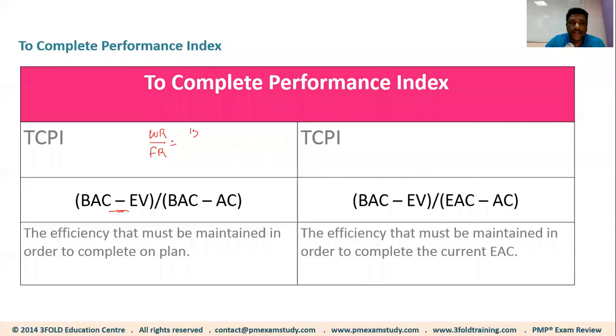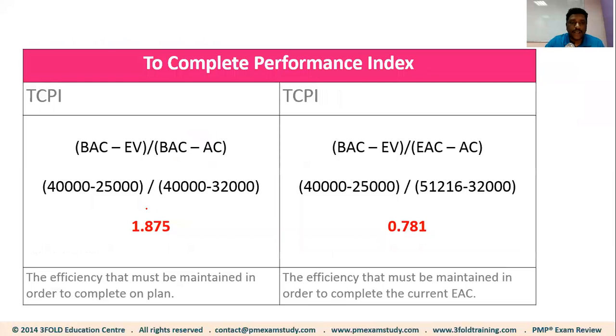How much work is remaining? $15,000 work is remaining, isn't it? And how much fund is remaining? Out of the $40,000, you already spent $32,000, right? So the fund remaining is $8,000. So when you do the math, you get 1.875, which means you should try to achieve 1.875 as a CPI for the remainder of the project so that you could complete the project as per the original budget.